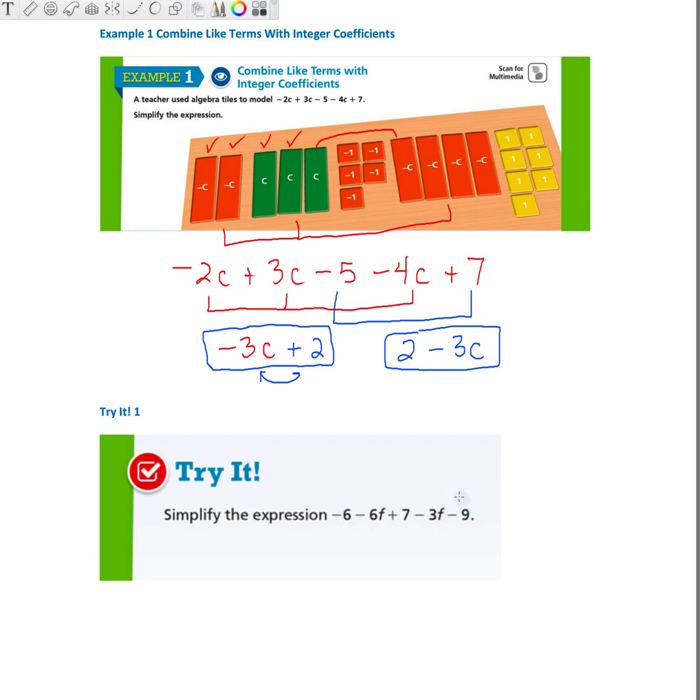When I'm doing this, I can only combine the terms that are alike. So I can only combine a constant with other constants.